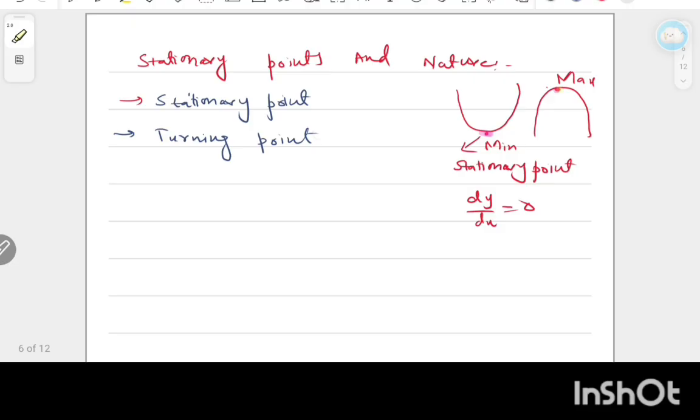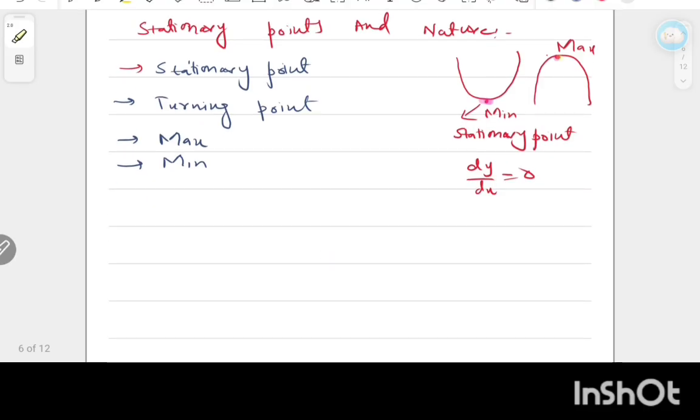We can also say that it's a maximum point, minimum point. Okay, maximum point or minimum point. These four names we have to write. The first one is maximum, then minimum point.